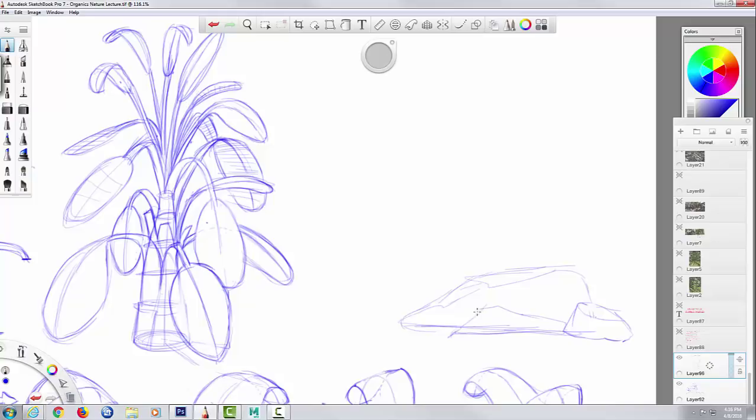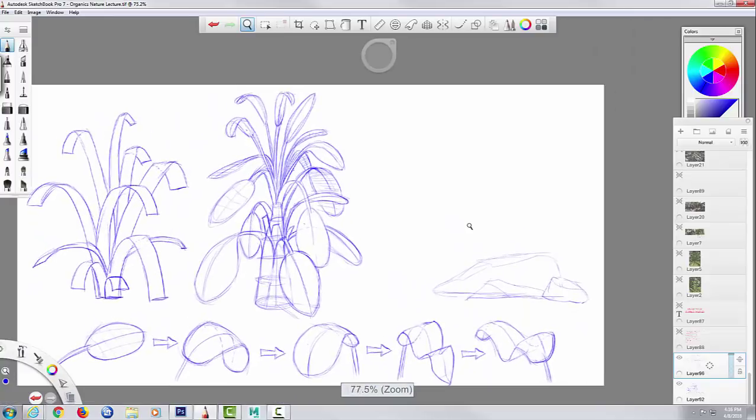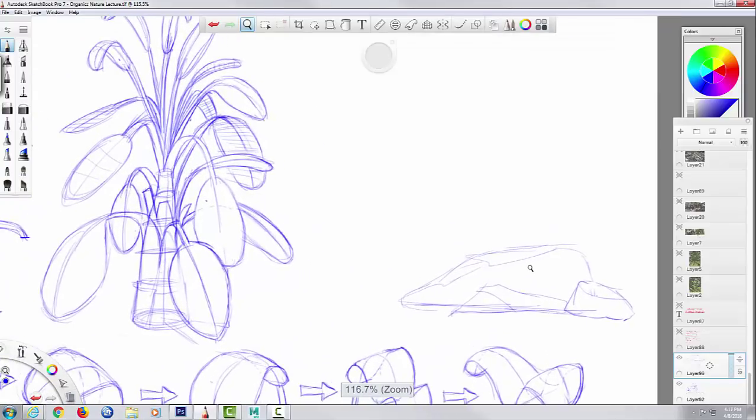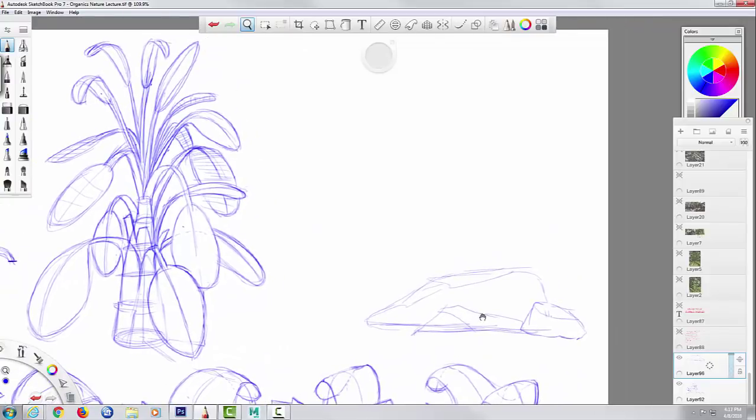Maybe it's part of another rock there. Okay, so what I need to do now is I need the rock as an anchoring point, because I don't want to draw into the leaves there, and I need to zoom in a little bit to get this to fit.